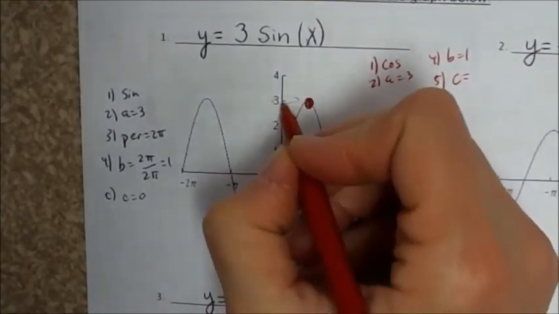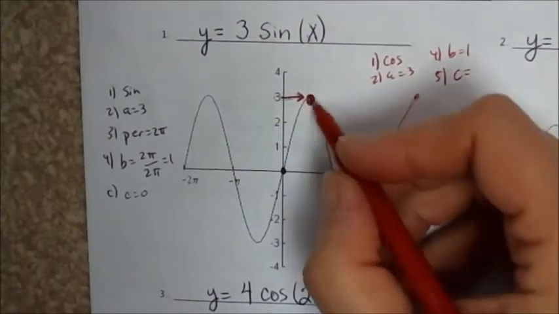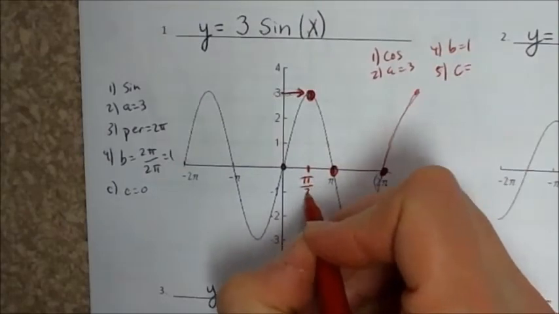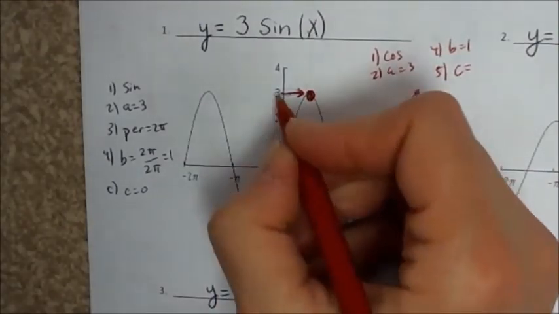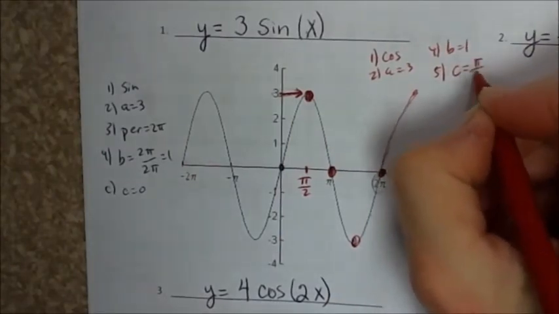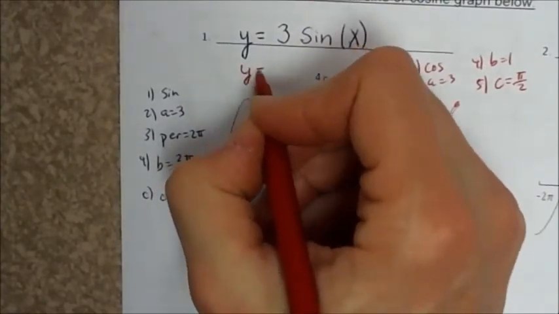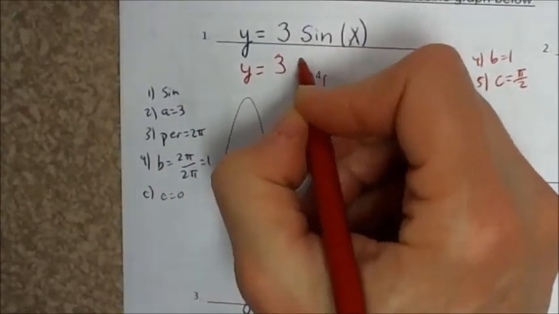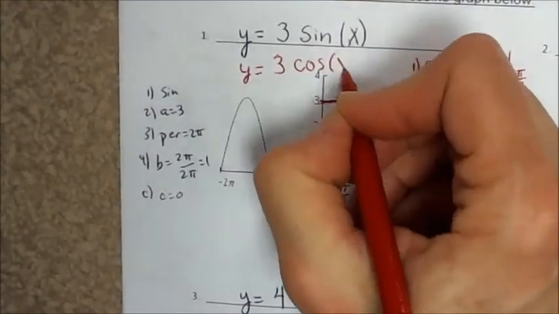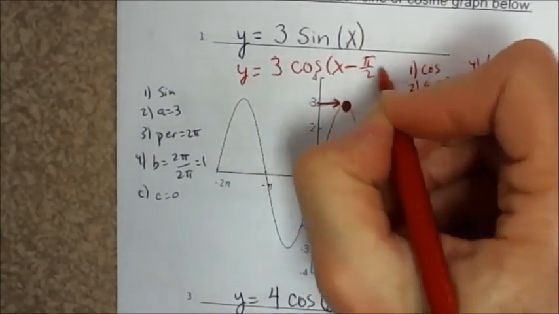And how you calculate C is, how far has this been shifted over and in what direction? Well, this x value right here, I don't have it written down, but this is pi over 2 because it's halfway to pi. So this has been shifted to the right by pi over 2. So C is pi over 2. And remember, right means minus. So if you wanted to write another equation of this, you could call this y equals 3 times the cosine of parentheses x minus pi over 2.